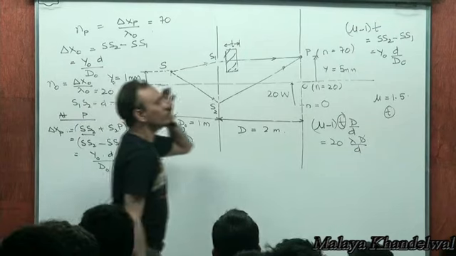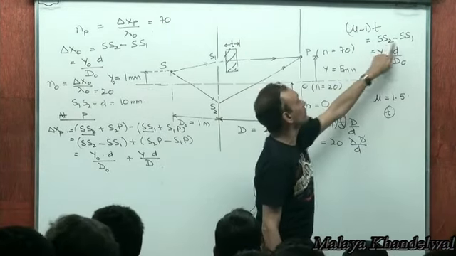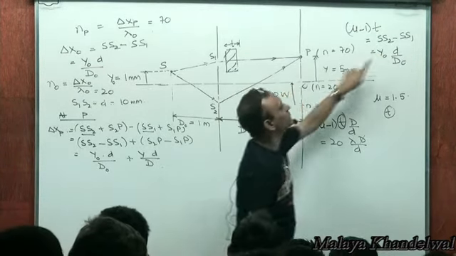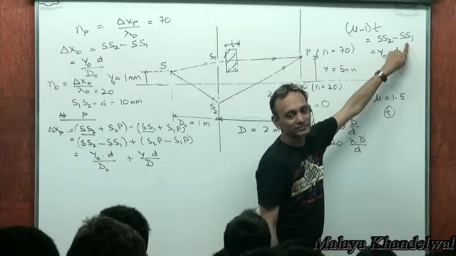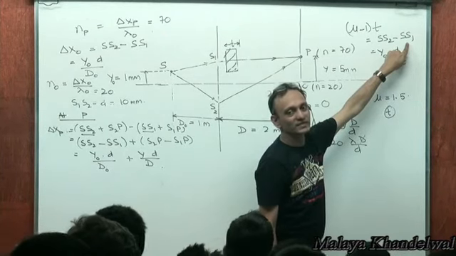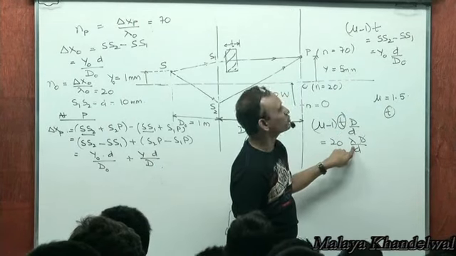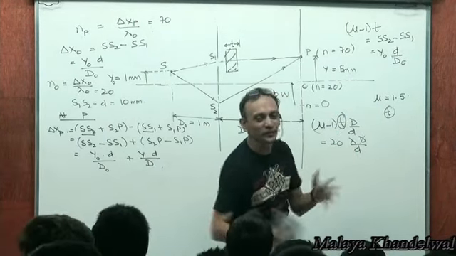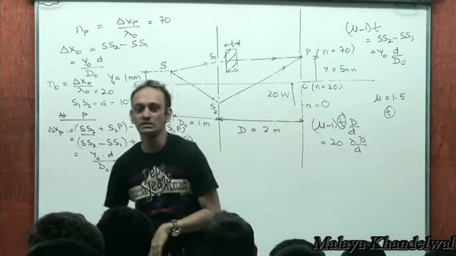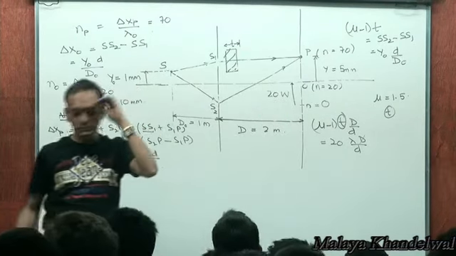In fact, we know that if it's a 20th order fringe here, then SS2 minus SS1 must have been 20 times lambda. So see, 20 times lambda, mu minus 1 into t is 20 times lambda. Either way, it all matches, right? Clear now?